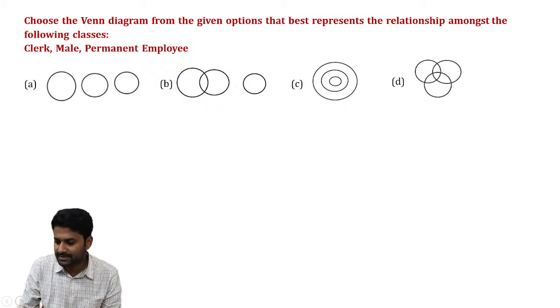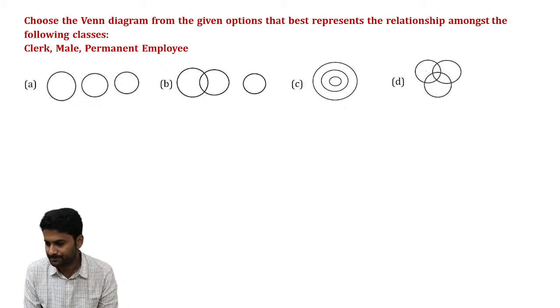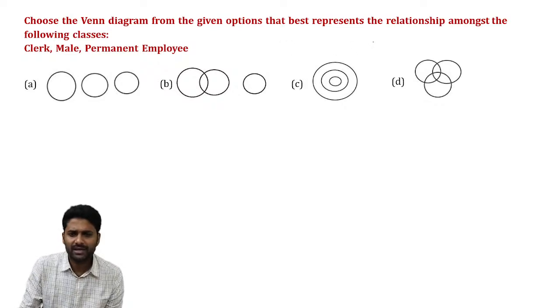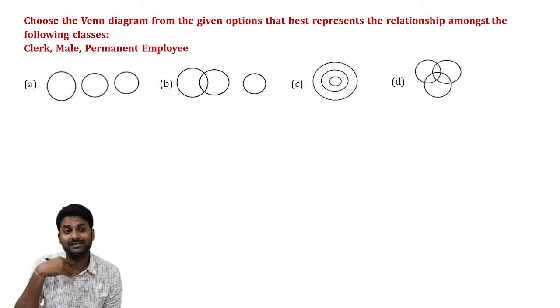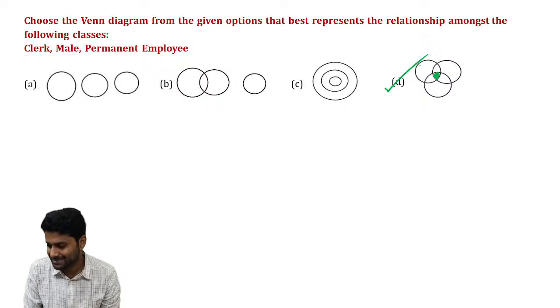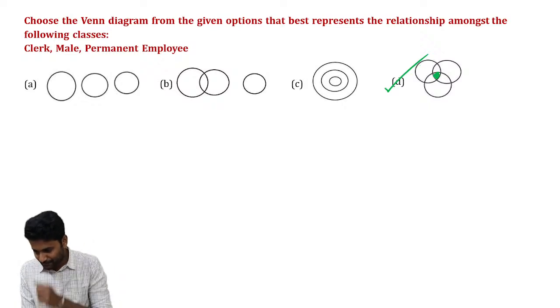Yes, B is the correct answer. Very good, Nana Ramesh. Why? Because you cannot assume that all clerks are male. We cannot apply one piece of information to the entire other. So we can conclude that some clerks are male, some clerks can be permanent employees, and some clerks are male and permanent employees. We need three intersections. This information includes few clerks, few males, and few permanent employees. So the best possible answer is D. D is the correct answer.